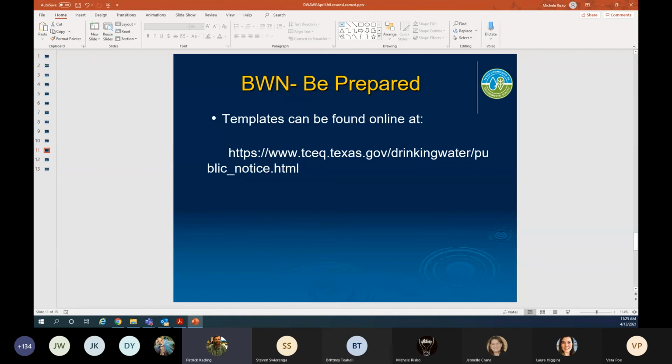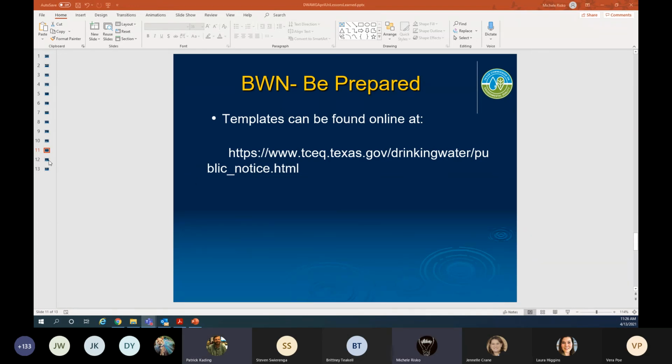Oh, sorry. Also, the website on this slide is where you can find the templates for the boil water notices. So again, I encourage you to take a look at that site, have it bookmarked, but also just download those templates in advance, so you can just fill in the information and get them out to your customers as quickly as possible. Thank you, Patrick.